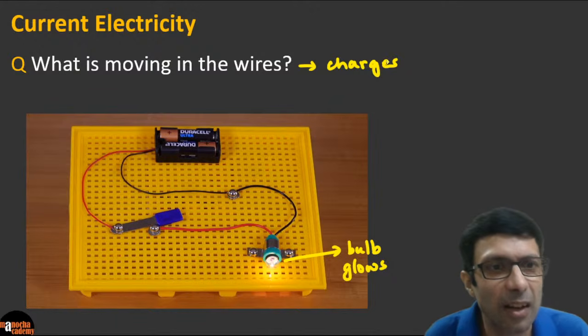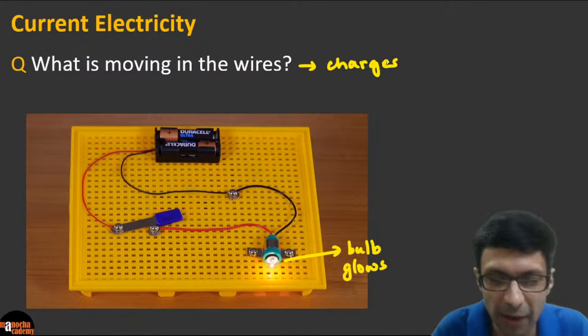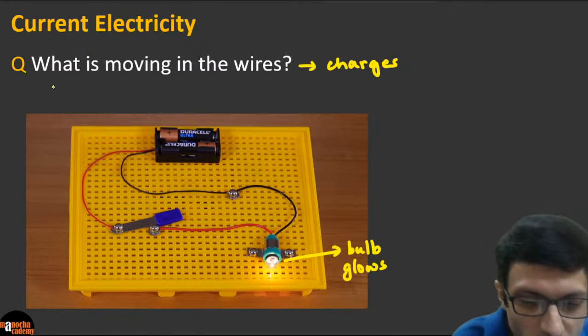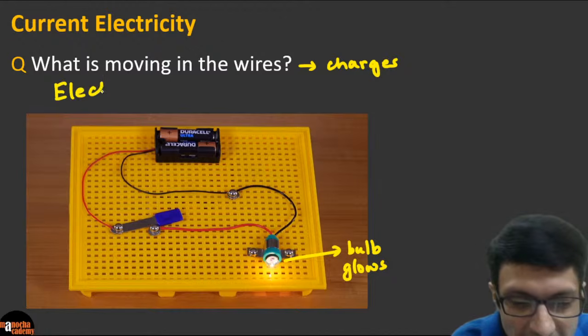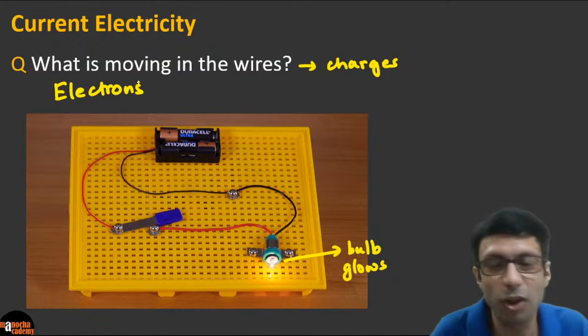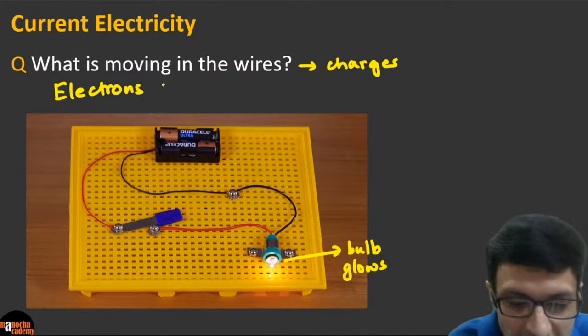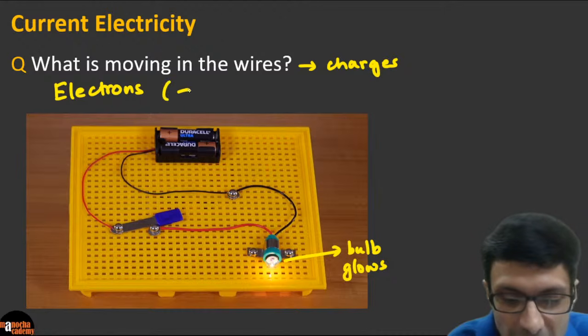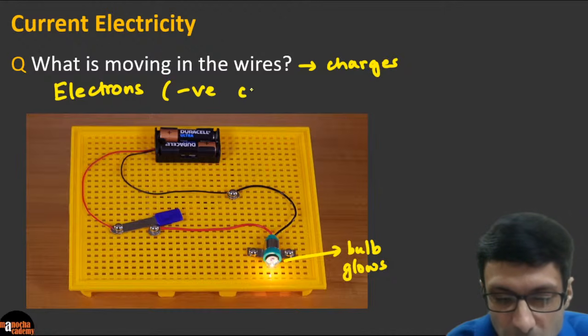Excellent. Excellent, guys. Rokia, Shreyash, very good. You guys have the right answer, absolutely correct. What is moving in the wires, guys? Electrons. Electrons, the tiny charged particles, right? And as we learned, electrons are negatively charged particles. So negatively charged particles.